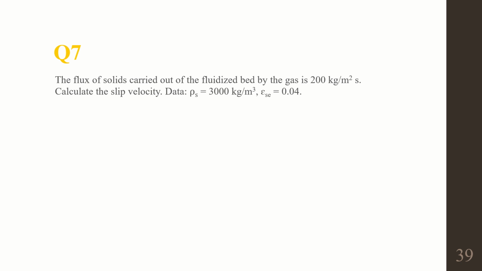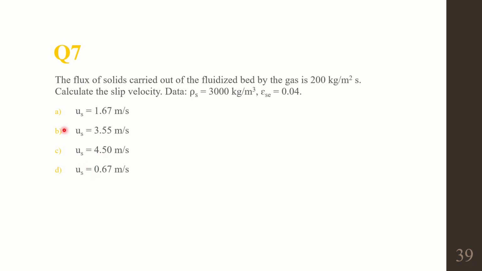In question 7, we are asked to find the flux of solids carried out of the fluidized bed, which is given as 200 kg per meter square second. Calculate the slip velocity, where density of solid is given as 3000 kg per meter cube and epsilon SE is given as 0.04. Option A, slip velocity, it is 1.67 meter per second. Option B, it is 3.55 meter per second. Option C, it is 4.50 meter per second. Option D, it is 0.67 meter per second.